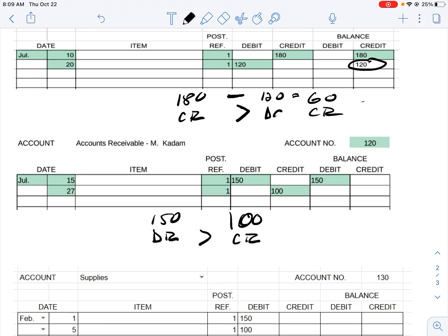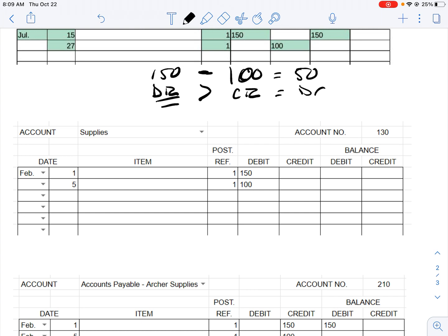Well, our debit and credit are different, so we're going to subtract them. We're going to go 50, and my entry will be a debit because my debit is larger than my credit. Also, because it's an asset account, it sits on the left-hand side of the accounting equation, and since it sits on the left-hand side of the accounting equation, it has a debit balance, normal balance.